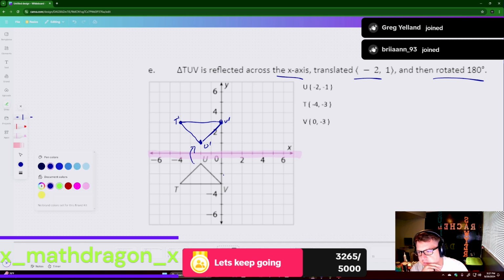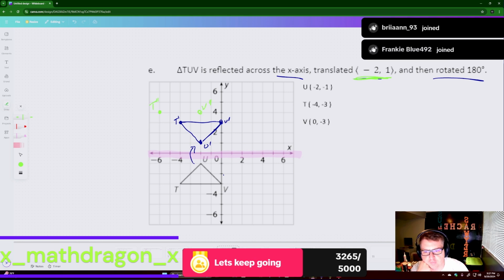Then they want us to translate it left 2, up 1. That's going to be T double prime. Left 2, up 1, that's V double prime, and then left 2, up 1, that is U double prime. So this is going to be our second transformation.